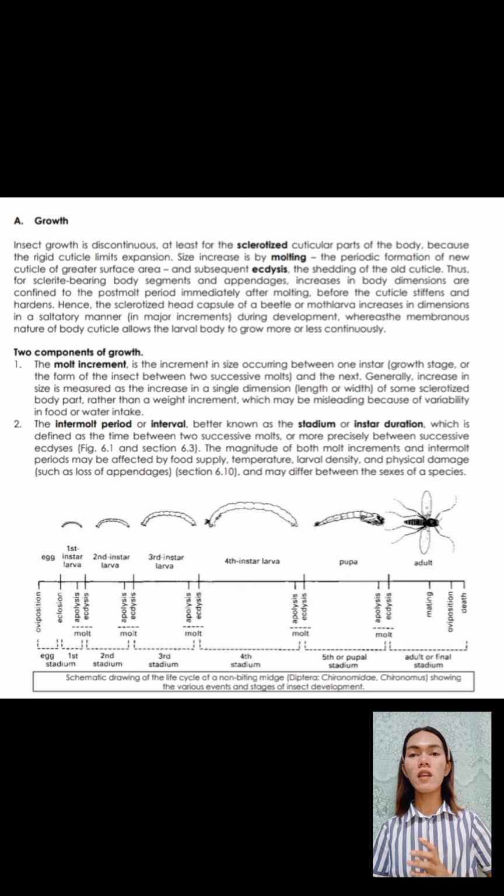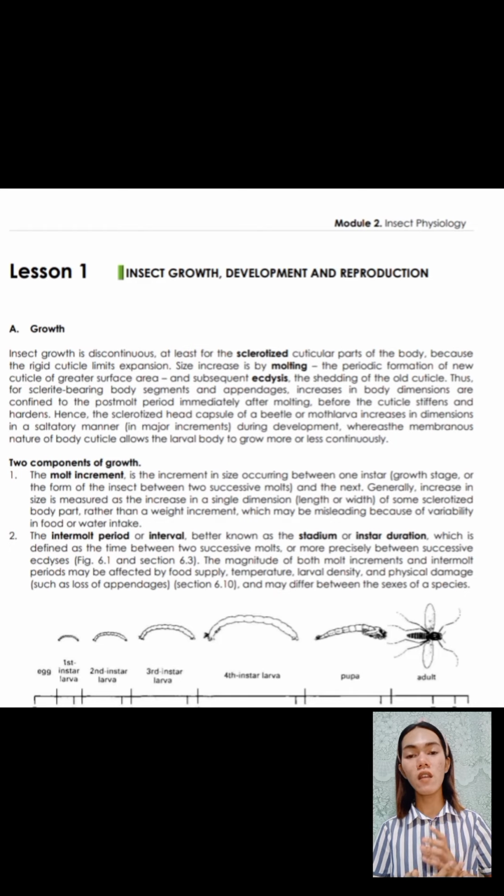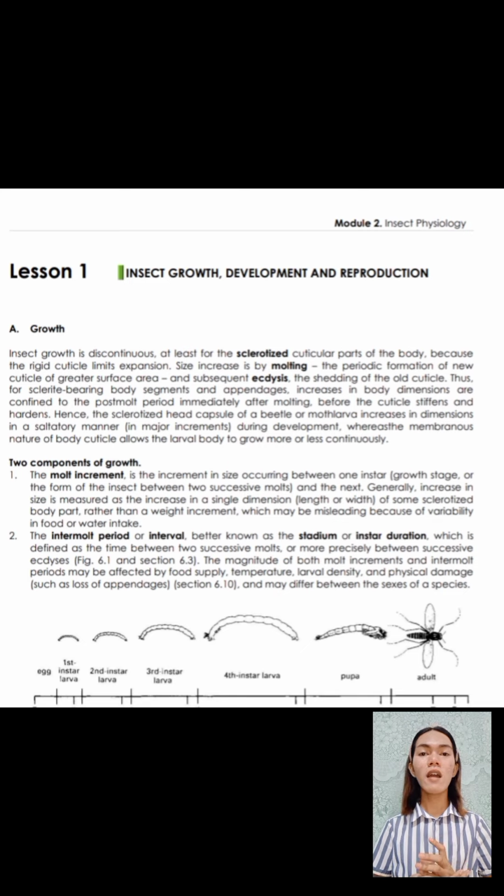So, yung growth ng insect is meron siyang discontinuous or having the interval or gap. So, nangyayari lang yung pag-molting nila if their body dimension increases, especially their head capsule ng isang insect. Pag lumaki yung dimensions nila, magmo-molting na sila.